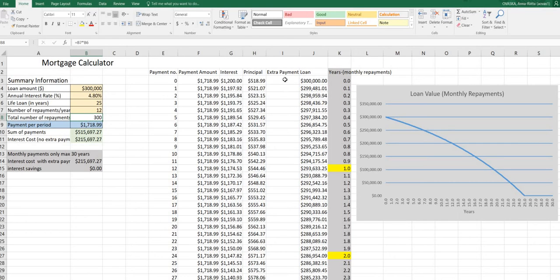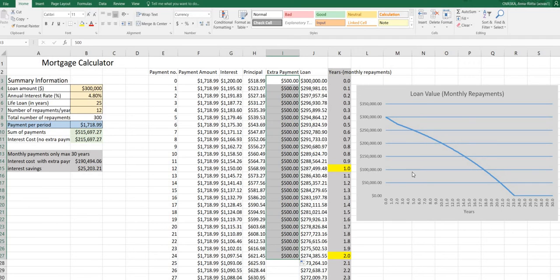Now we'll have a look at what happens with this extra payment column. Let's say that for the first 2 years, I decide that I'm going to make an extra repayment of $500 a month. I've got extra money, so the first 2 years I'm going to add in an extra $500 a month. Oops, let's try that again. Okay, so we can see on our graph that with those extra payments, it reduced fairly quickly for those first $500 a month, and then it continued on as normal.